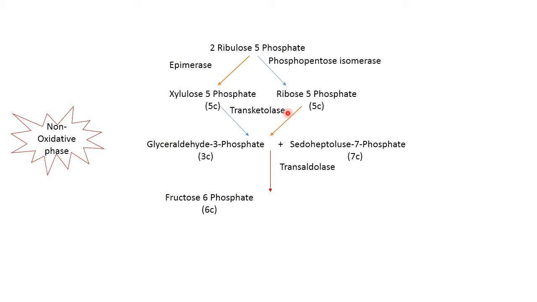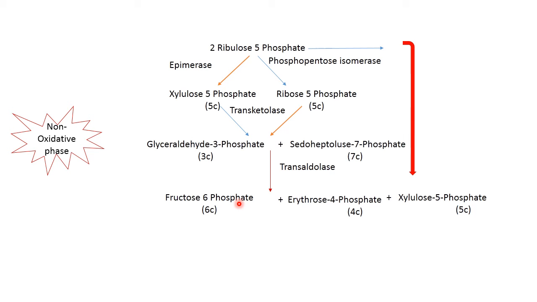What will we get? We will get 6-carbon fructose 6-phosphate and 4-carbon aldose sugar erythrose 4-phosphate, and the enzyme which is catalyzing this reaction is known as transaldolase. This transaldolase transfers 3 carbon units and converts the glyceraldehyde to 6-carbon fructose phosphate.